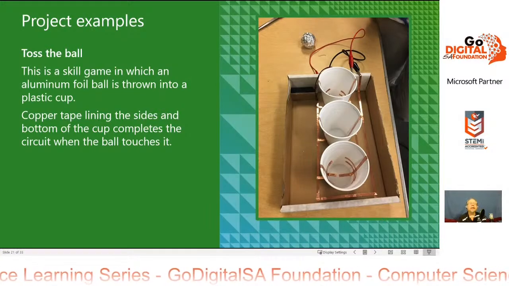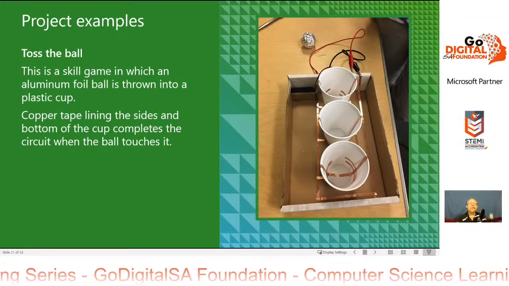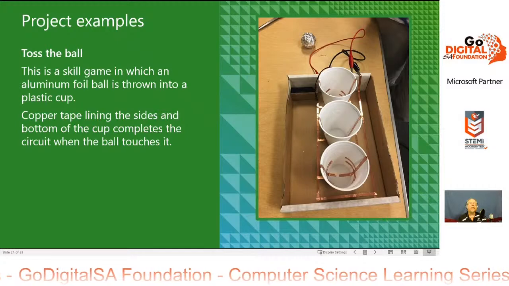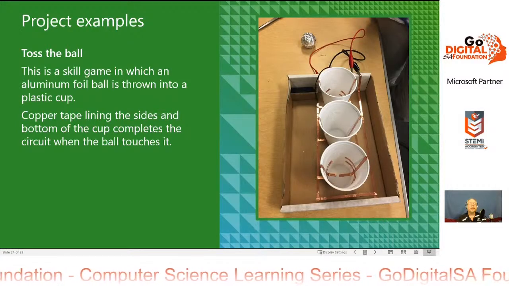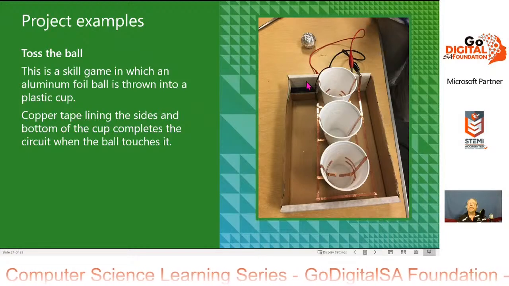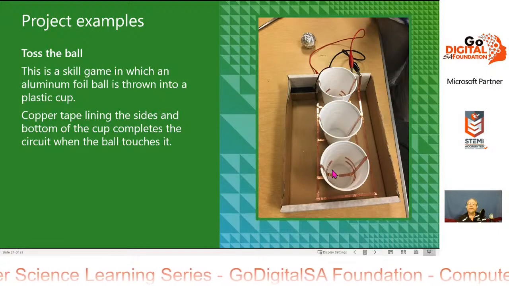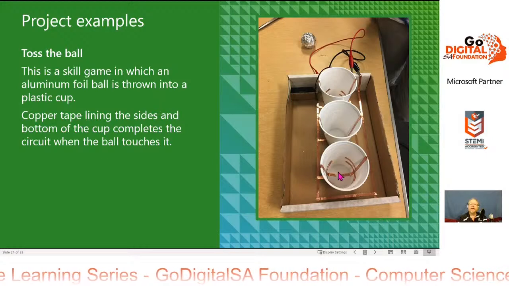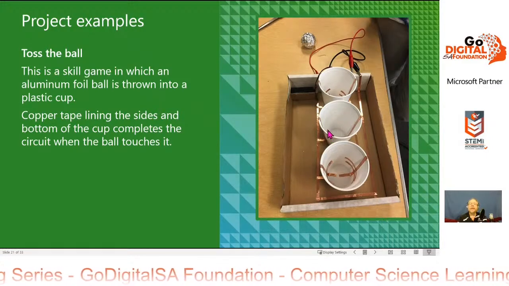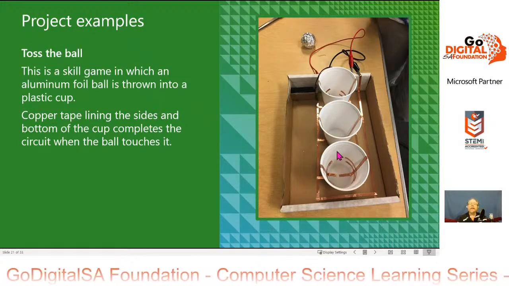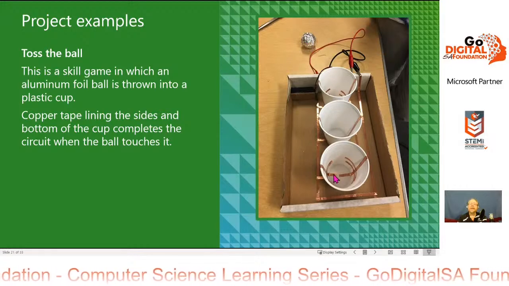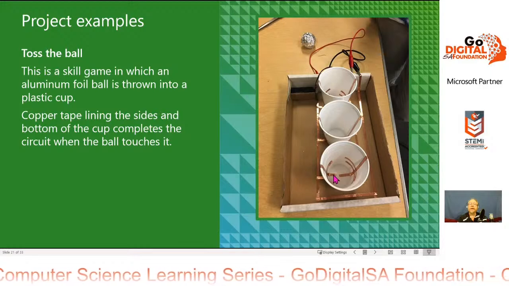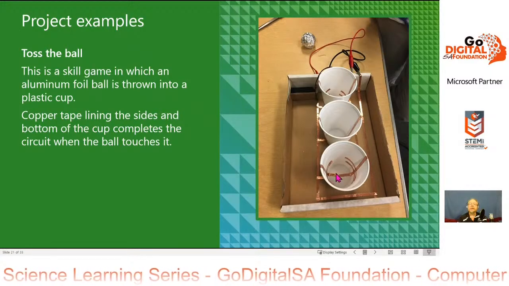Toss the ball. This is a skill game in which an aluminum foil ball is thrown into a plastic cup. Copper tape lining the sides and bottom of the cup completes the circuit when the ball touches it. Okay, so in this case, you can see we've got these three cups. They've got wires, copper foil, which make conductors. So if you throw this ball into this cup, it should touch the two, which closes the circuit.